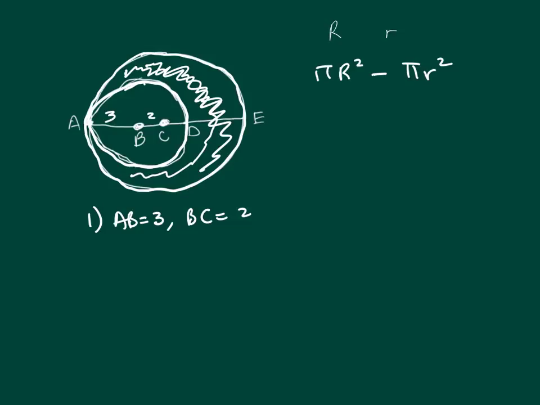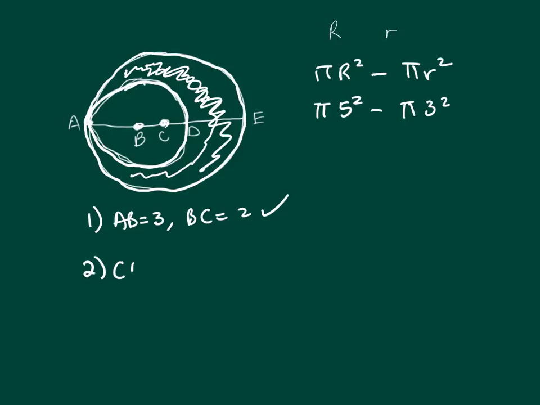If C is the middle of the big circle, I have a radius of 3 plus 2, which is 5. So that would be pi times 5 squared minus, what's the radius of the little circle? The center is B, so that would be pi times 3 squared. So I could find that area. So clue 1 works. Now I'll erase that 3 and that 2. All right, so now let's look at clue 2.